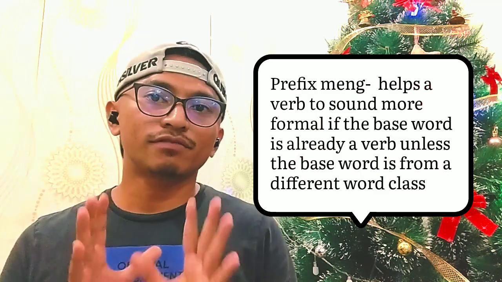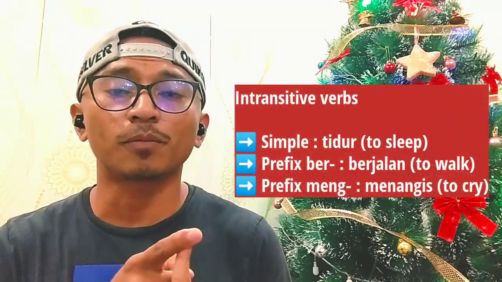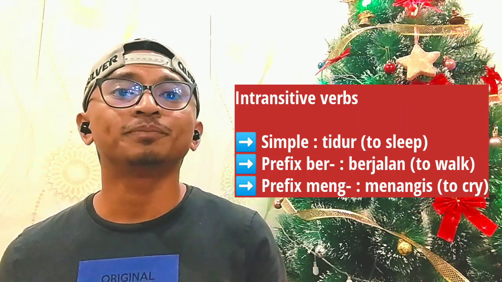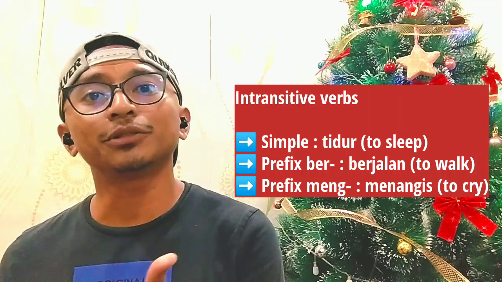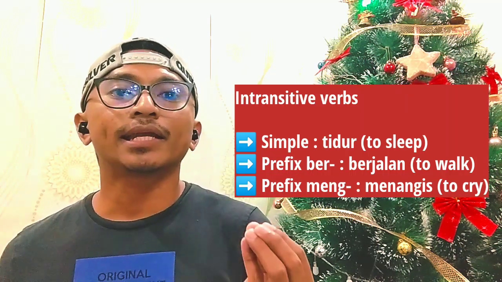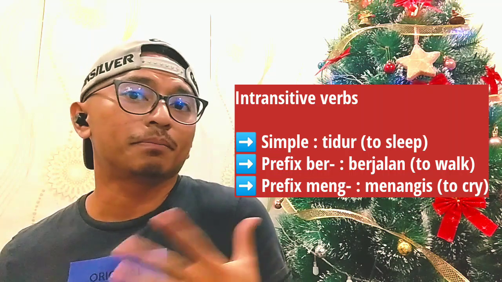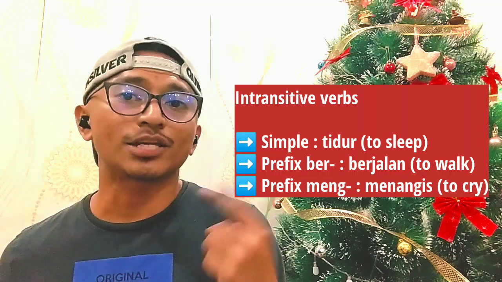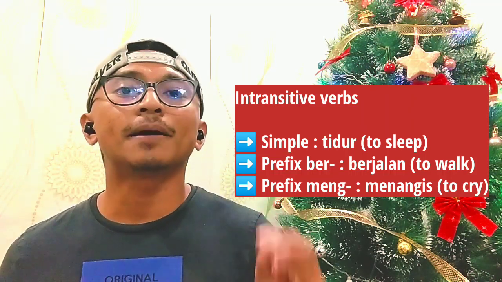So, how do we know if a verb is transitive or intransitive? Transitive and intransitive verbs come in different forms. Let's look at the intransitive verbs. Intransitive verbs come in at least 3 different forms. The first one is simple form, which means you don't need to add anything. You don't need to add prefix or suffix to form an intransitive verb. For example, tidur. Tidur is a base form or base word. And it can also come with the prefix ber. For example, berjalan or berlari. And it can also come with the prefix meng, as you have seen in the previous example, menangis or to cry.